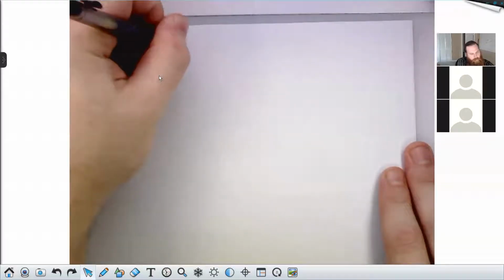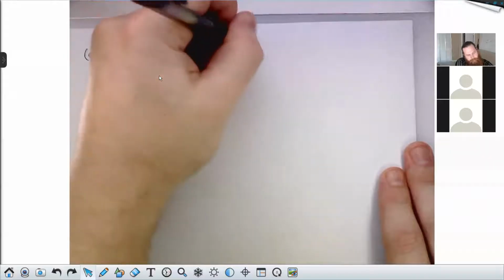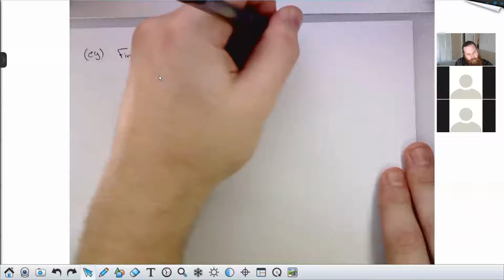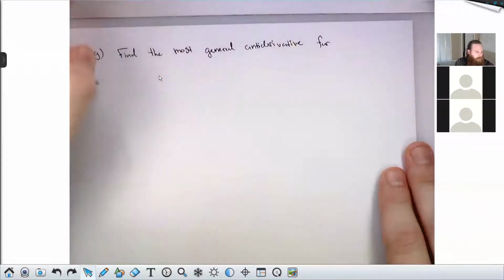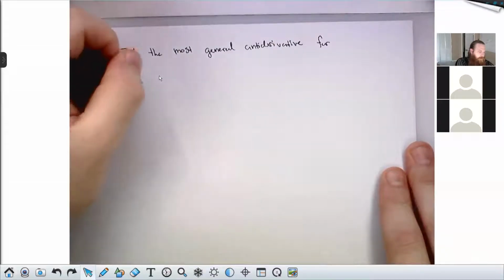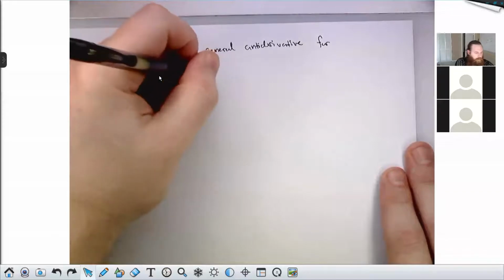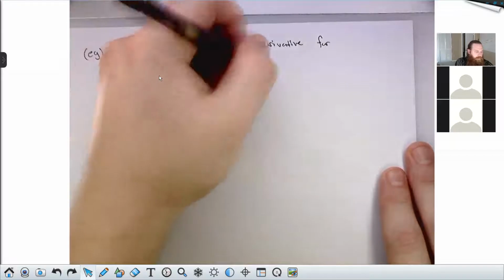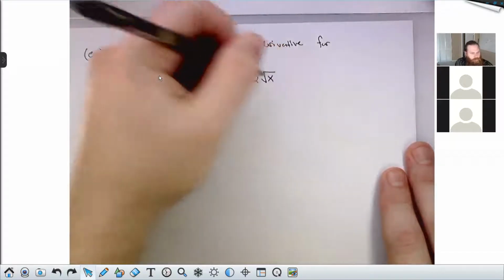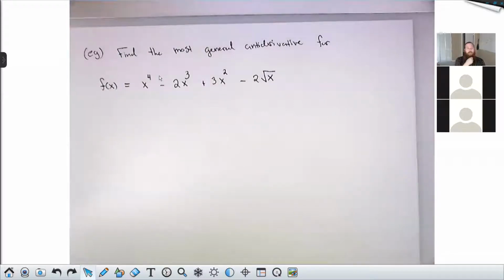Let's find the most general antiderivative. I said this would be a polynomial, but I'm changing my mind a little bit. It'll still look a lot like a polynomial. Let's do f of x equals x to the 4 minus 2x cubed plus 3x squared minus 2 square roots of x. So I want to find a function who has this thing as its derivative. And the point of the theorem on the previous page is that you can find this piece's antiderivative, this piece's, this piece's, and this piece's all separately, and then just put them together.